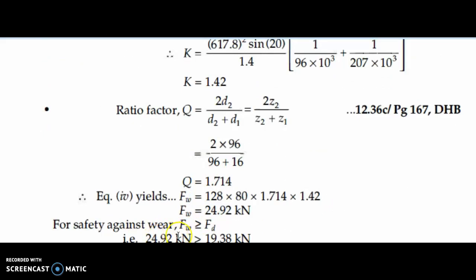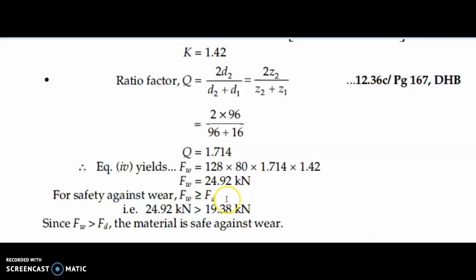The safety check for the wear load is Fw is greater than or equal to Fd. In our case Fw is 24.92, which is greater than the Fd. So our design is safe and the material selection is also good. Thank you.